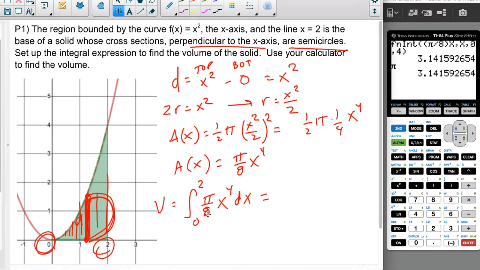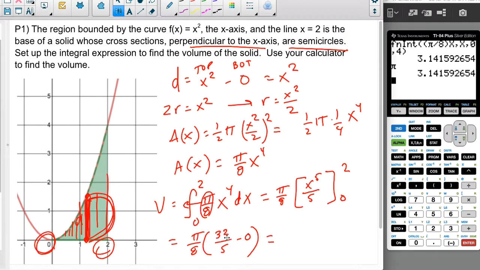So again, if you want to yank this pi over 8 out in front, you can, right? That's going to make this an x to the 5th over 5, evaluated from 0 to 2. So I'm going to end up getting that this is a pi over 8 times 32/5 minus 0. So I'm going to end up getting 32 pi over 40, but I'm going to cancel an 8 out of that, right? So I'm going to get 4 pi over 5, and that's going to be my answer.